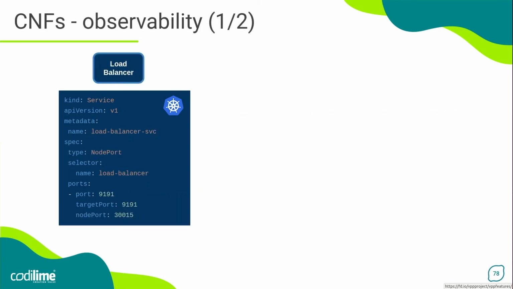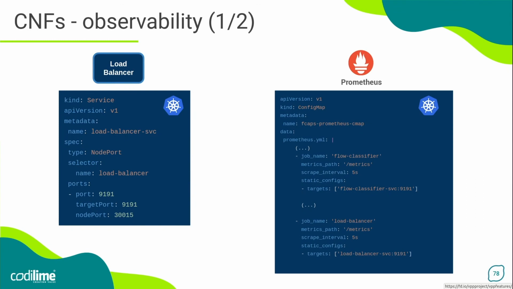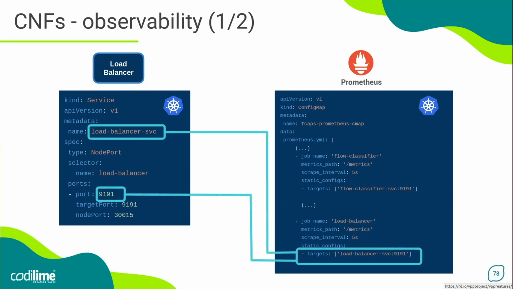How is communication between the CNFs and Prometheus ensured? It's also based on Kubernetes service. We create an individual service for each CNF. Prometheus in turn is launched with a certain configuration. It is passed as a config map. It contains a list of targets the Prometheus instance is trying to connect to. In our case, these targets are the CNFs. Each of them is reachable by the name of its Kubernetes service and port number.